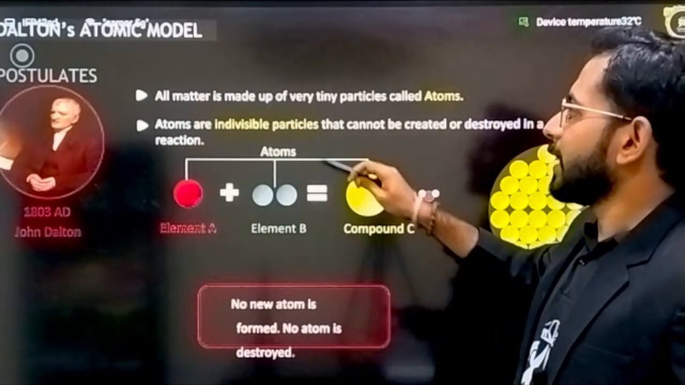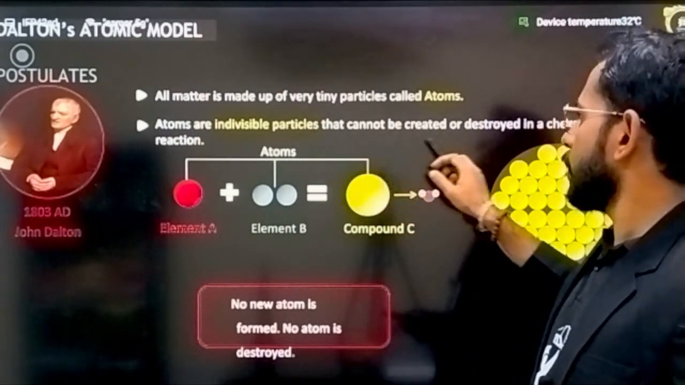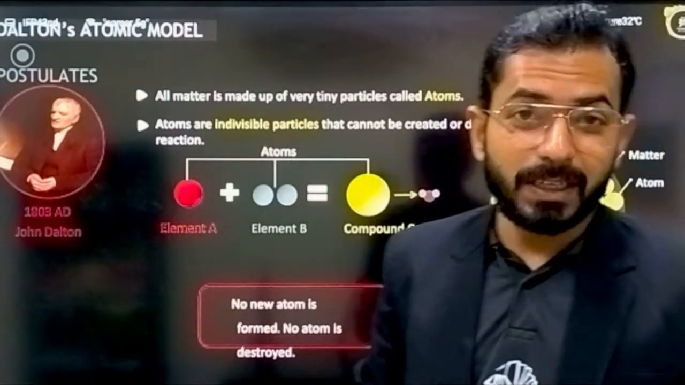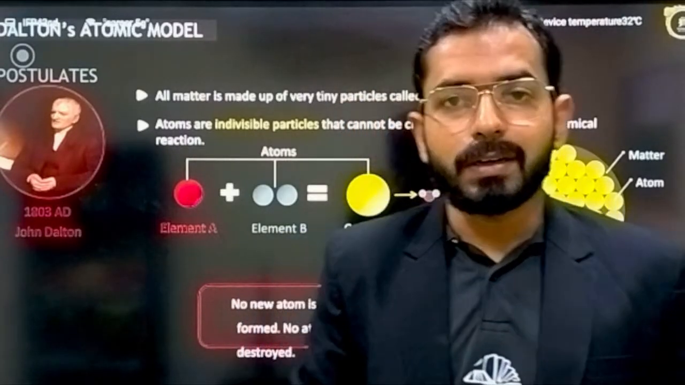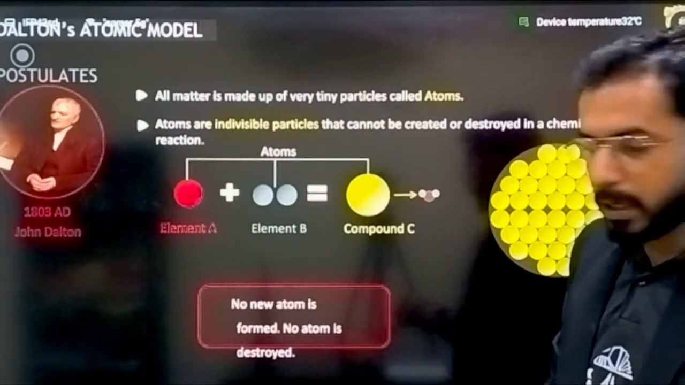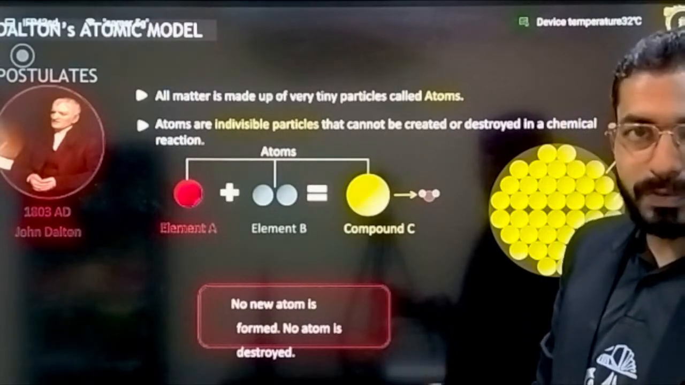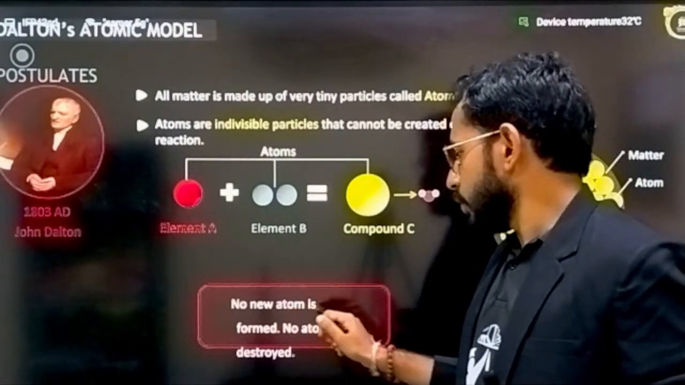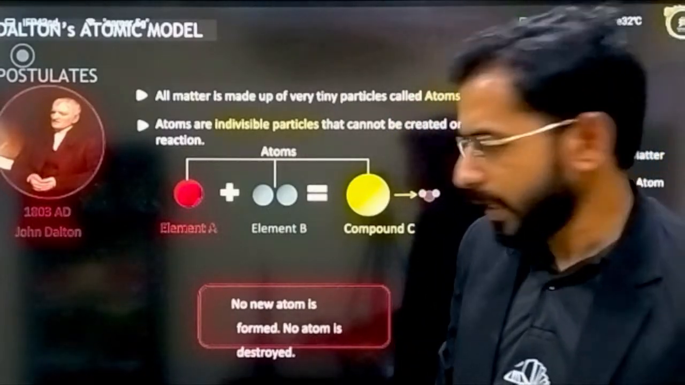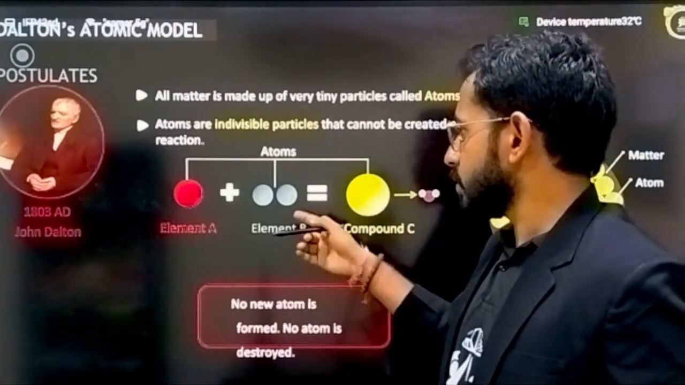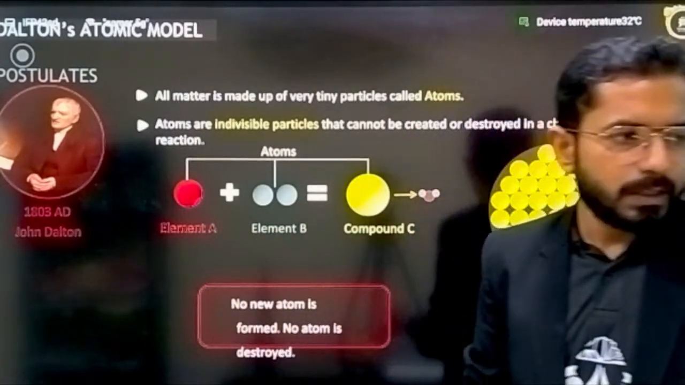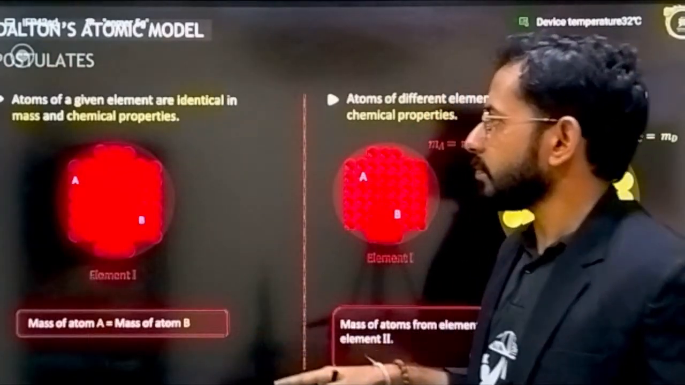What he said also is that atoms are indivisible parts that cannot be created or destroyed in a chemical reaction. He further said that atoms are indestructible, the same thing that Kanad said, that it cannot be destroyed. It is indivisible, and you cannot further separate it in any kind of chemical reaction. This was the observation of Dalton: no new atom is formed, no atom is destroyed. He said that you neither destroy any atom, nor is any new atom formed, when he performed an experiment, element A plus element B, he has given some compound C. This was the basic thing about Dalton.